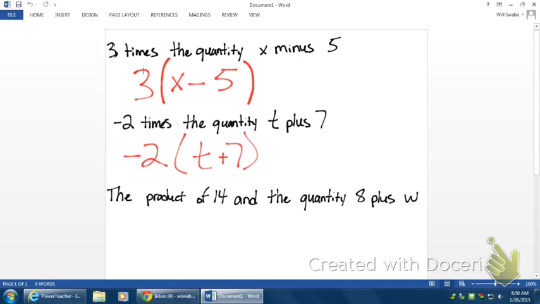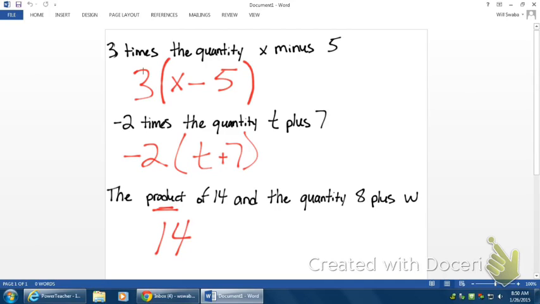Now, this last one, the product of 14 and the quantity of 8 plus w. What do you think this is going to look like? What does the word product mean? So the product of 14. Yes, Freddie was right. Product, typically, is going to mean multiplying times something. So the product of 14. We know we're going to multiply 14 times something.